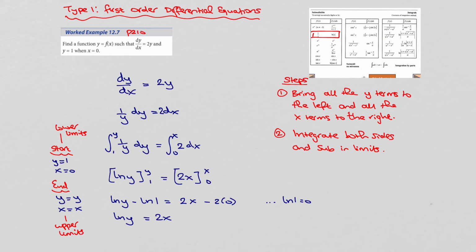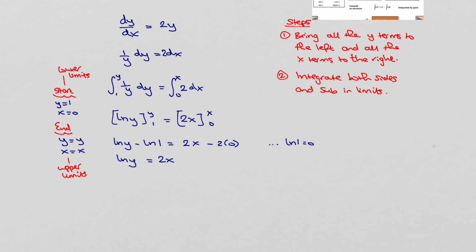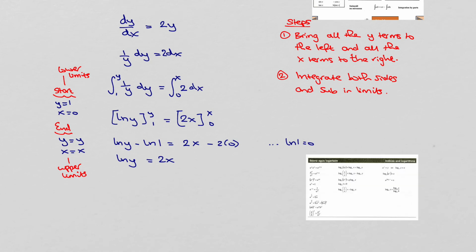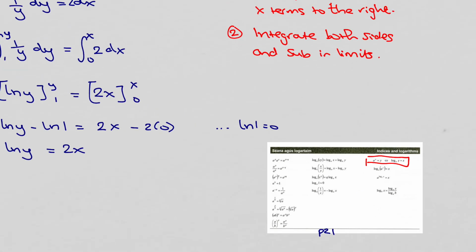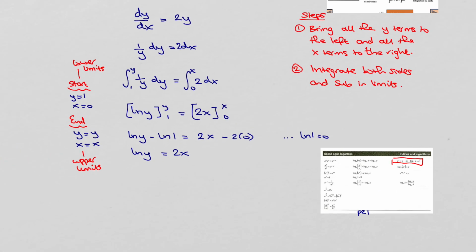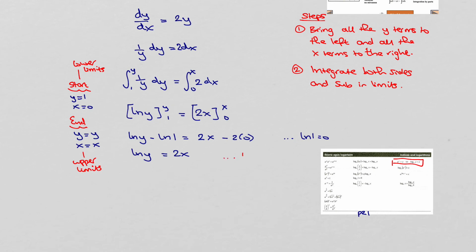And now we have to remember our log rules. Or else we go to page 21 in our maths tables. And if we look at the top right hand corner, we're changing from logs into indices. Okay. So when it's natural log, we have to remember that natural log of y is the same as saying log y to the base e. So therefore, if I'm going from logs back to indices, then that's going to be y is equal to e to the power of 2x. So that's y in terms of a function in terms of x.